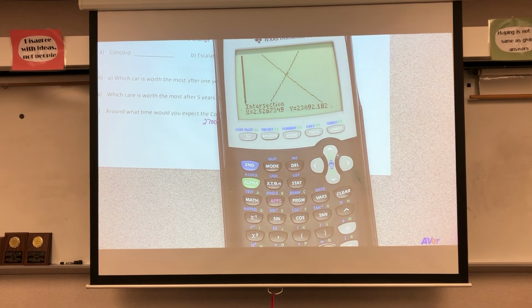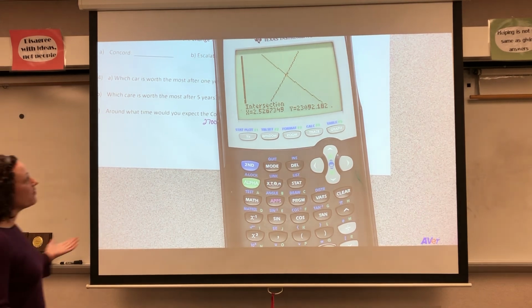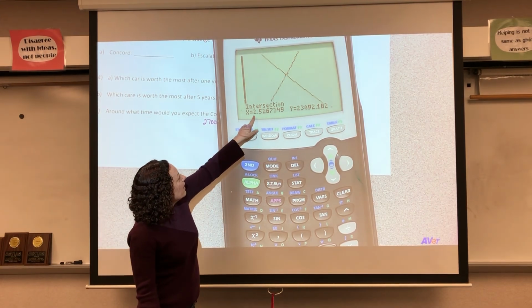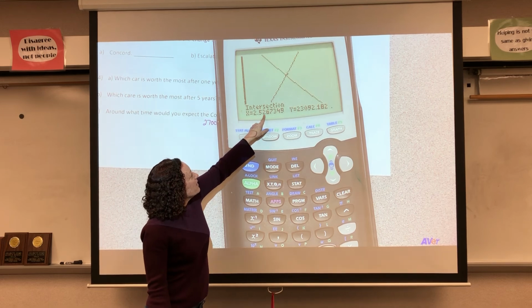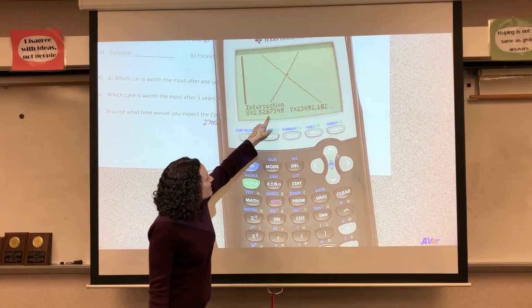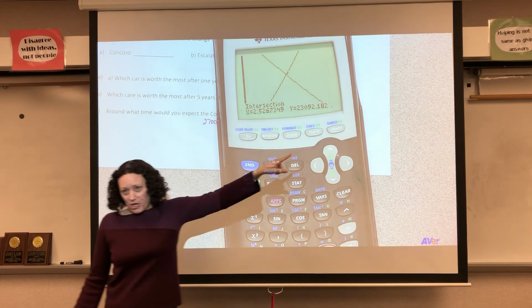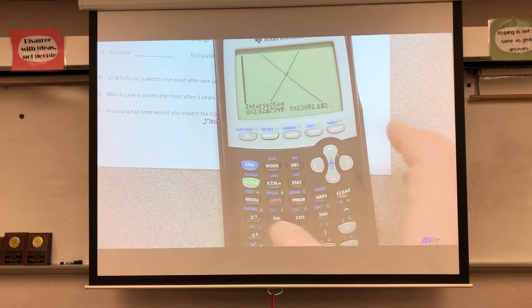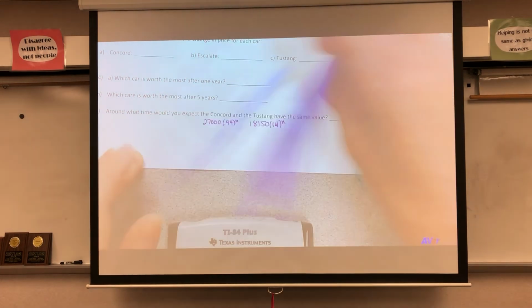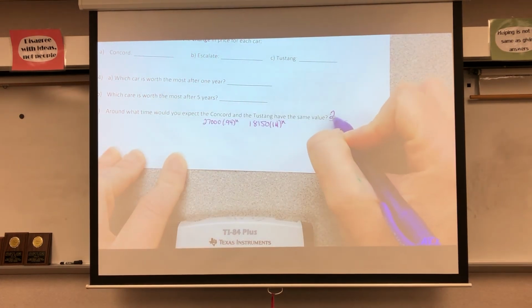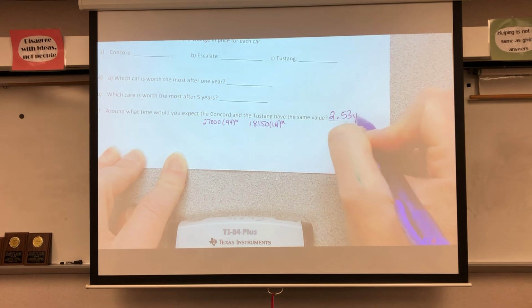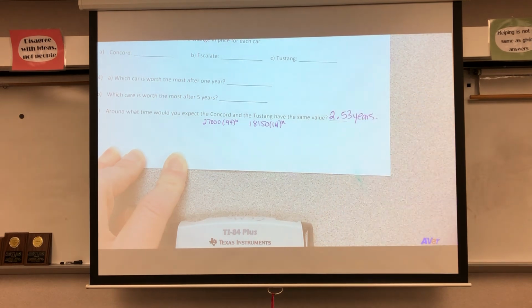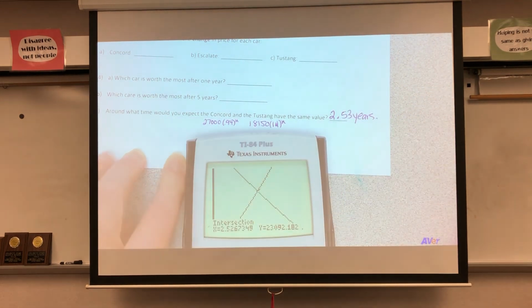So you can see the intersection, and this would be the price of the car. How amazing is it that it can find it so precisely? If it's asking me around what time I would expect it, I'd expect it at about 2.53 years. Hopefully if you didn't quite get all that the first time, you can rewind and watch again. That's how you find an intersection between a system of exponentials.